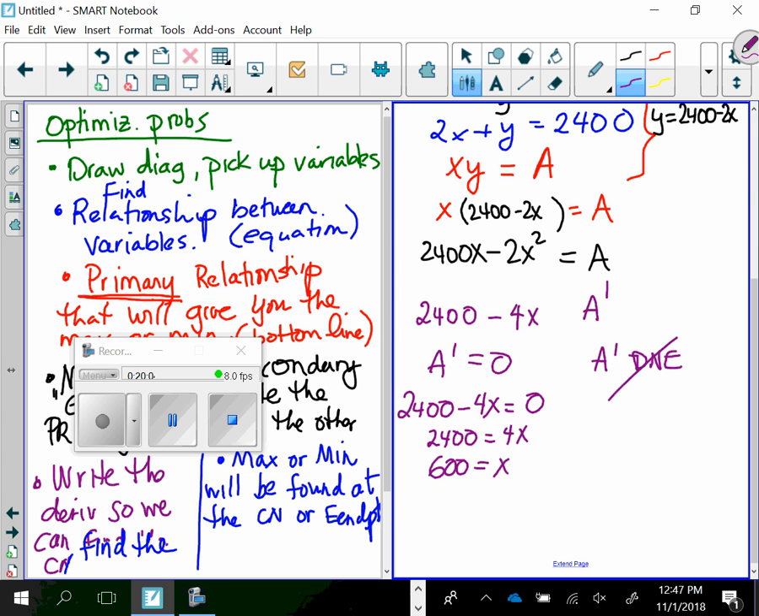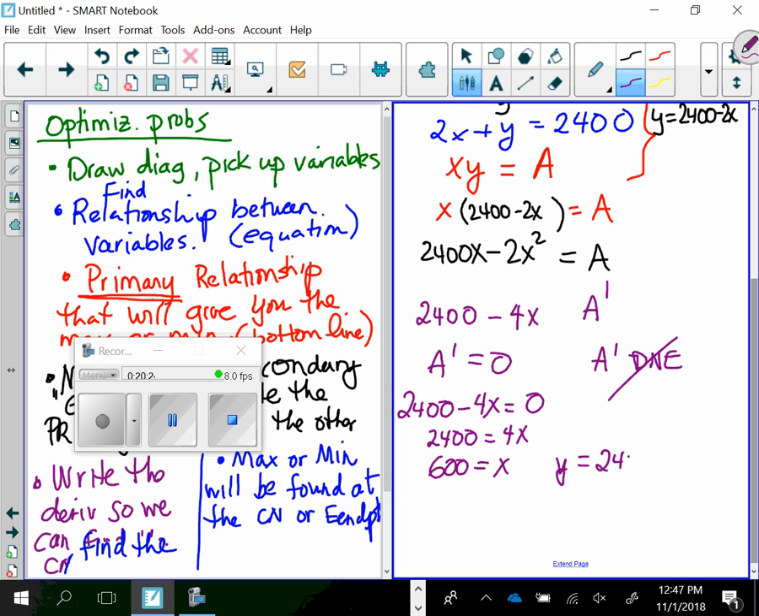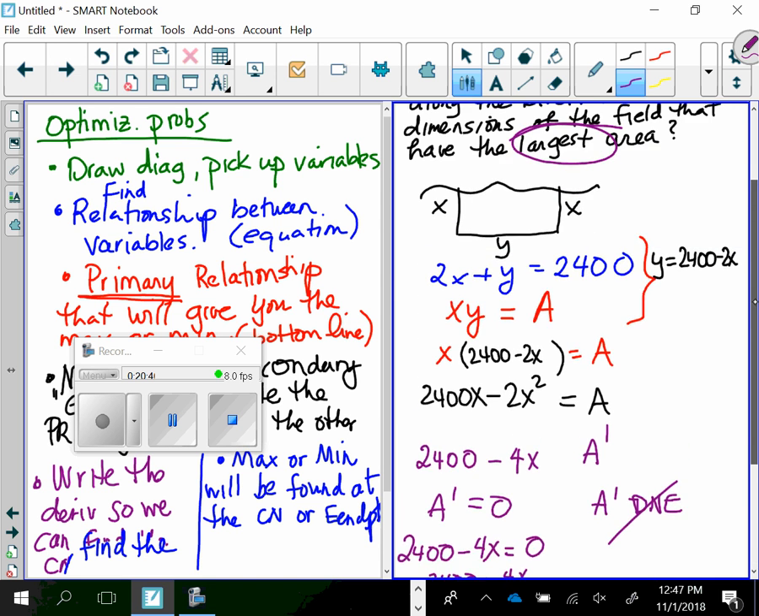So what do you want to do next after we have x? Find y or find A? Find y. That's always a good idea. Y, remember, is right here: 2,400 minus 2x. So 2,400 minus 2 times 600. So y is what? 1,200. That's feet. Let's go back and answer the question because I think we're ready.